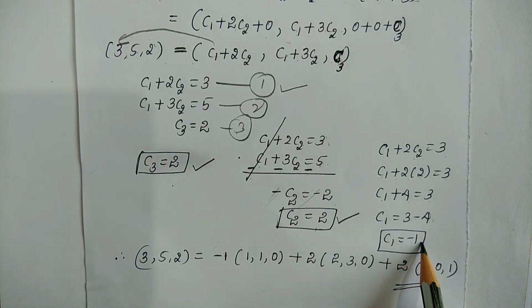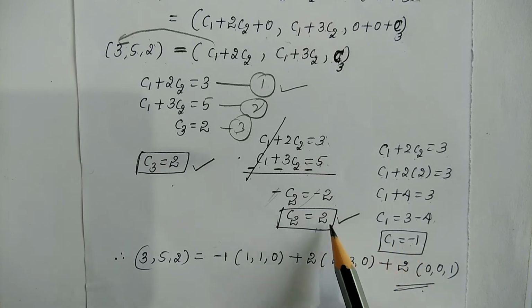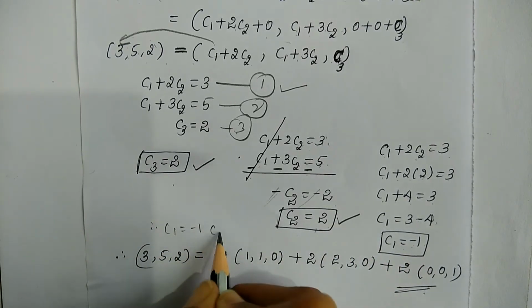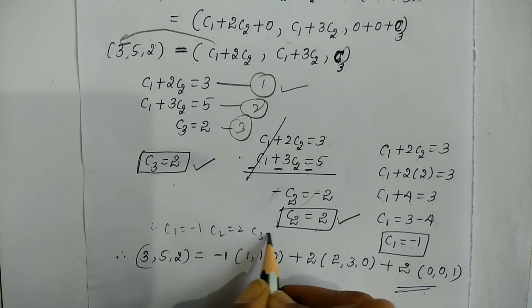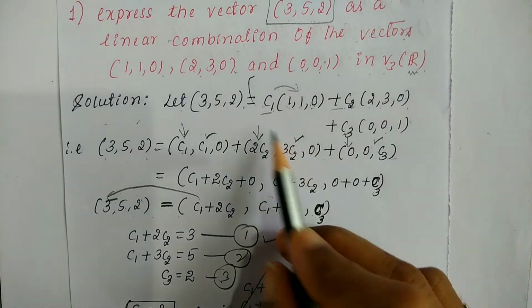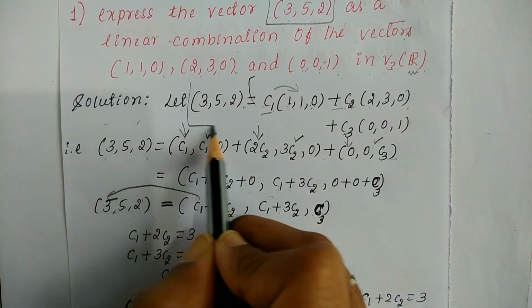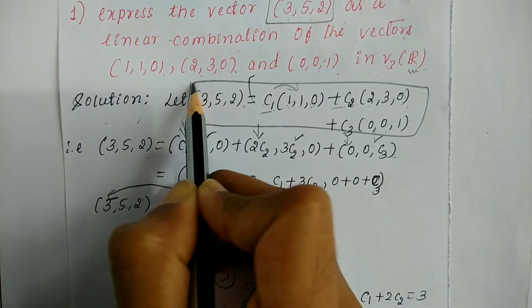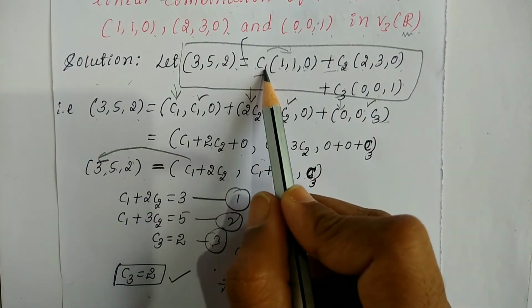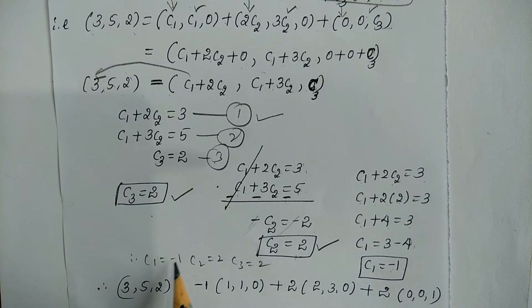We get all the three scalar values C1, C2, C3. Therefore, C1 is equal to minus 1, C2 is equal to 2, C3 is equal to what? 2. Okay. So now, write it in that. For this, you just write (3, 5, 2) is equal to, in place of C1, C1 is minus 1.